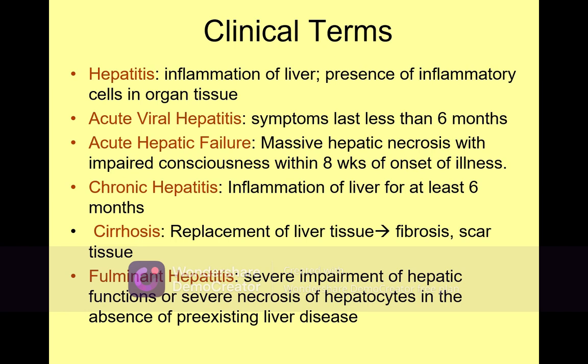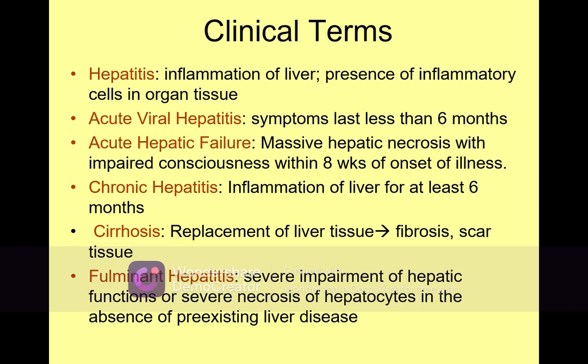Acute hepatic failure is massive hepatic necrosis with impaired consciousness within 8 weeks of onset of illness. It is possible with any type of viral infection, whether it is A to E. Now, cirrhosis is another condition causing replacement of the liver tissue, which follows inflammation, leading to chronic inflammation, leading to fibrosis, and it will form scar tissue. It causes portal hypertension.